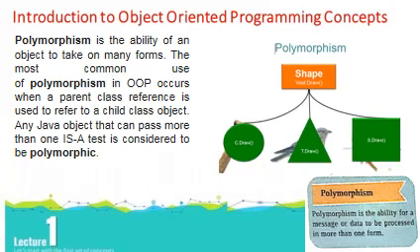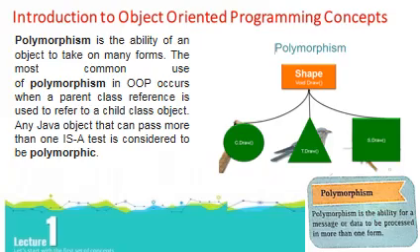The last is polymorphism. Now, polymorphism is the ability of an object to take many forms. The most common use of polymorphism in OOPS occurs when a parent class reference is used to refer to a child class object. Any Java object that can pass more than one IS-A test is considered to be polymorphic.